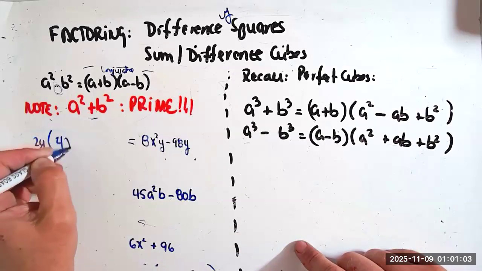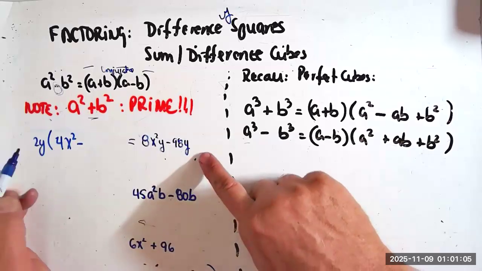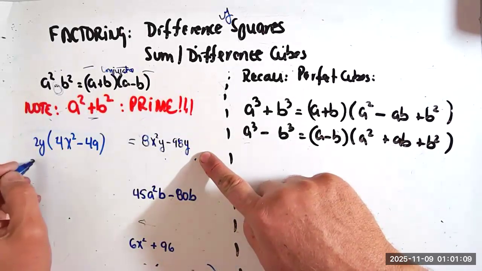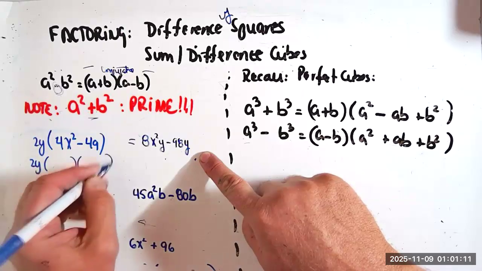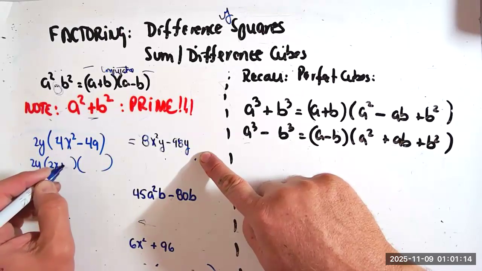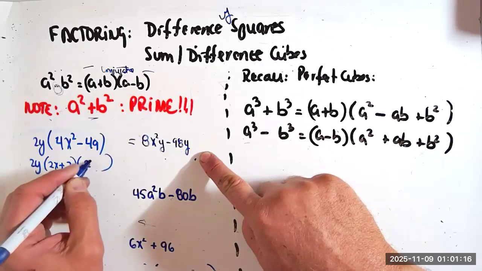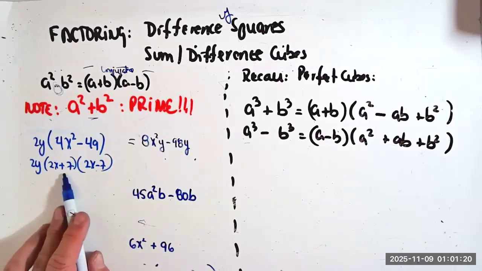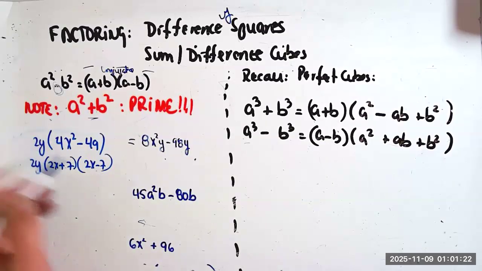Then I will have 4x squared minus half of 98, which is 49. So this one will be 2y times what? 2x plus 7, 2x minus 7. So 2y times 2x plus 7 times 2x minus 7.